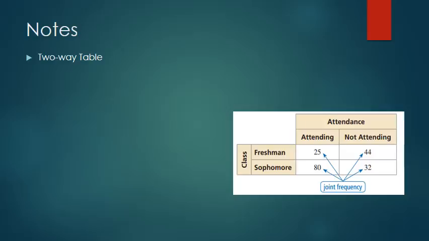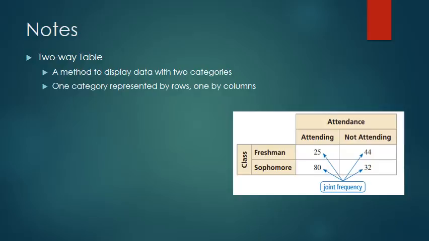So the first thing is a two-way table. What is a two-way table? Well, we've got an example of one over here. We've got this data arranged in the table. That's all of that stuff, those numbers. And then we've got some different categories. So the two-way table is a method to display data with 2 categories, and we get 1 category in the rows and 1 category for the columns.